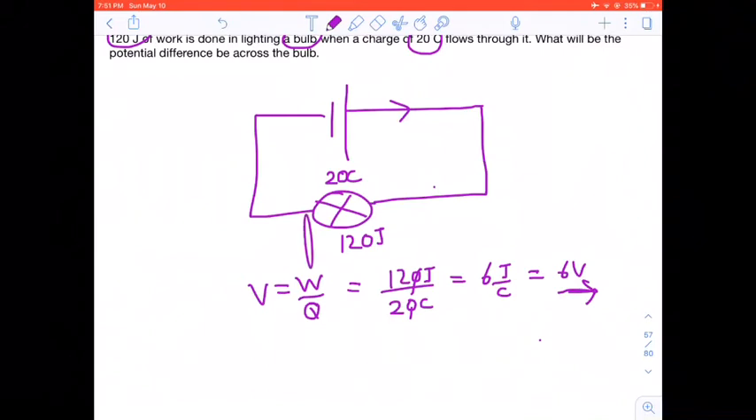So if I had to put a voltmeter across there like that, it would measure 6 volts.